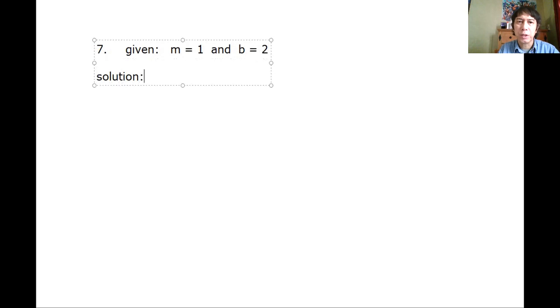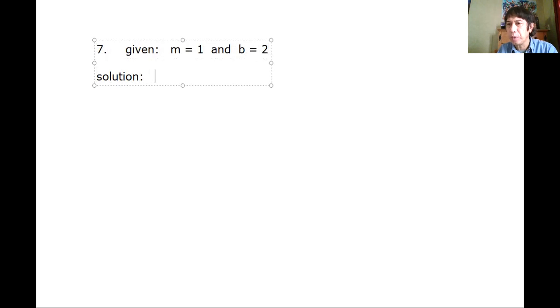Okay, 1, 2 for number 7. So the given for number 7 are m is equal to 1, and the y-intercept is equal to 2. Okay, so we shall start with the solution using the y-intercept form.